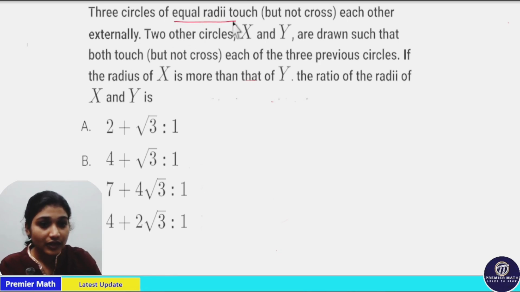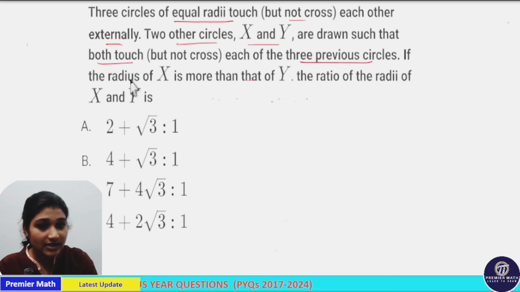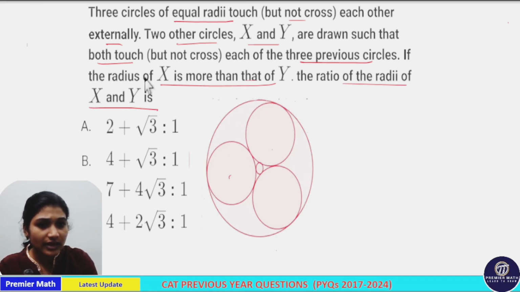Three circles of equal radii touch but do not cross each other externally. Two other circles x and y are drawn such that both touch but do not cross each of the three previous circles. If the radius of x is more than that of y, the ratio of the radii of x and y is? Here, three circles touch each other this way. Then two other circles touch these three circles.